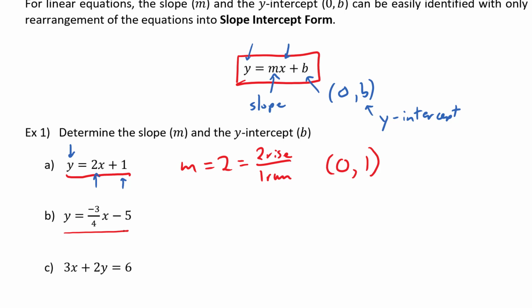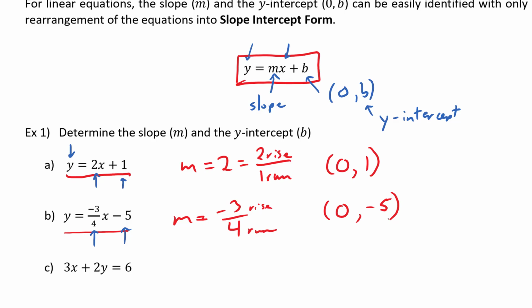This equation here is solved for y. Y is isolated on its own. Therefore, we can read off directly. We can read off the slope. We can read off your y-intercept. So slope is going to be minus 3 over 4. So minus 3 rise, 4 run, meaning it goes down 3 every time we move forward to the right 4 units. And our y-intercept is going to be (0, minus 5).